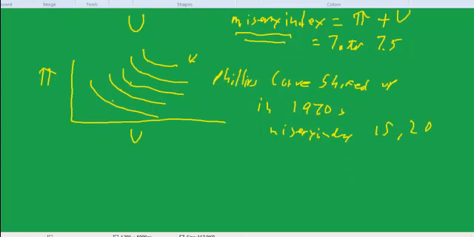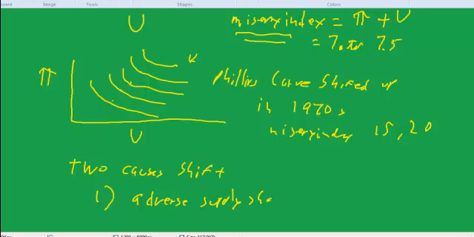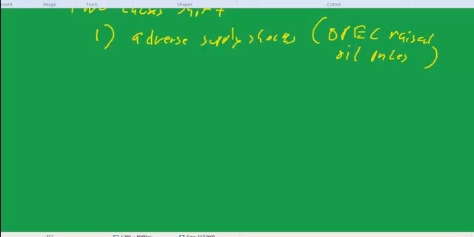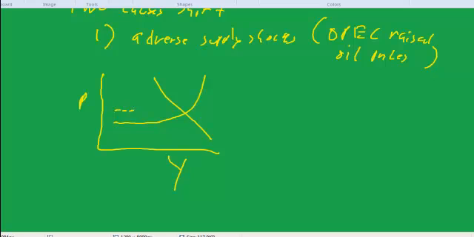So what was going on? Two things were causing this shift. So two causes for the shift. One was some adverse supply shocks. This is when OPEC raised oil prices. In terms of aggregate supply and demand, and this is actually when this whole framework of aggregate supply and demand was fully developed, to allow for this OPEC situation. So OPEC raising prices was an adverse supply shift.